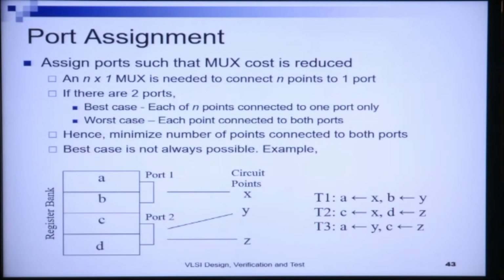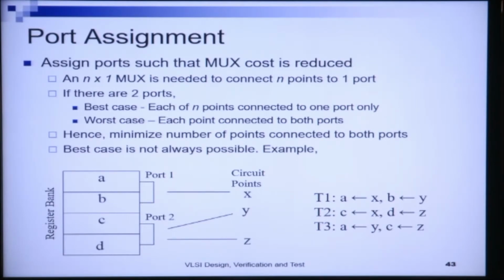The port assignment problem is as follows. We want to assign ports such that mux cost is reduced. An n cross 1 mux is needed to connect n points to one port. If there are two ports and we have n points and each of these n points is connected to one port only, then we have the best possible solution. But the worst case is that we need to connect each point to both the ports. Hence, we want to minimize the number of points connected to both ports. The best case is not always possible.